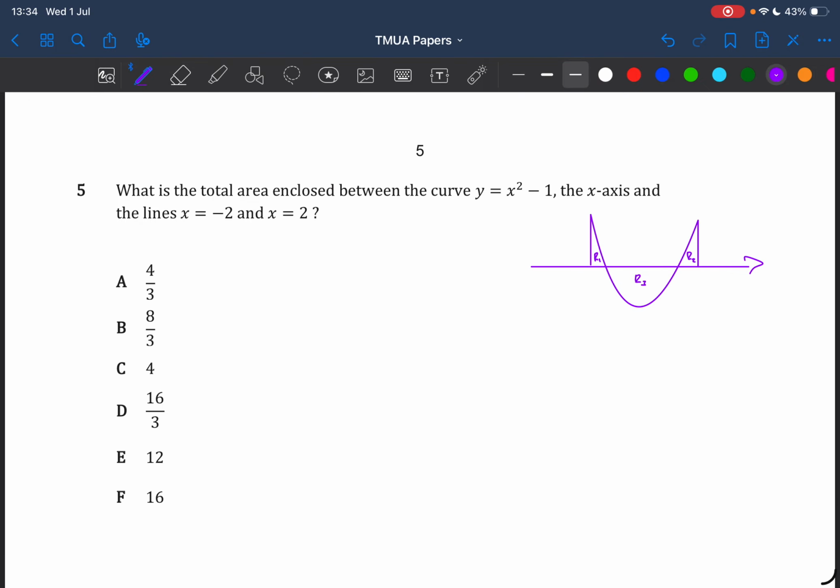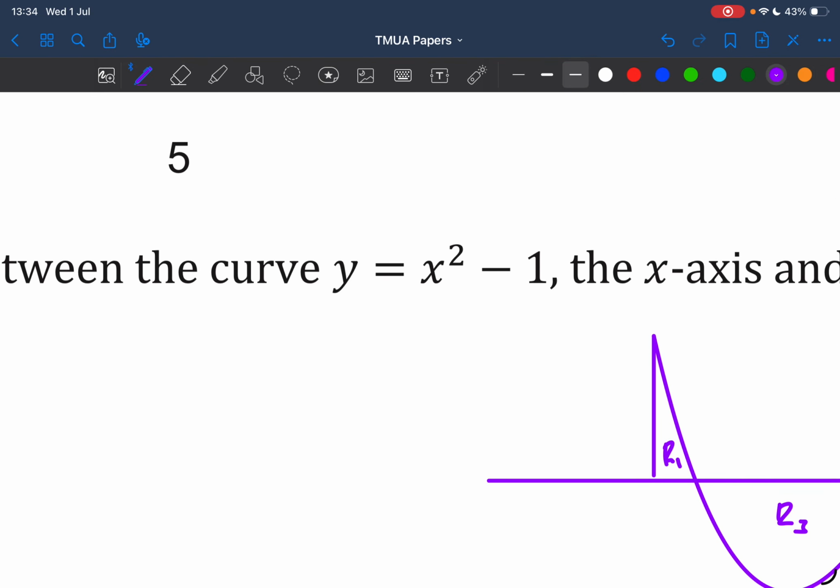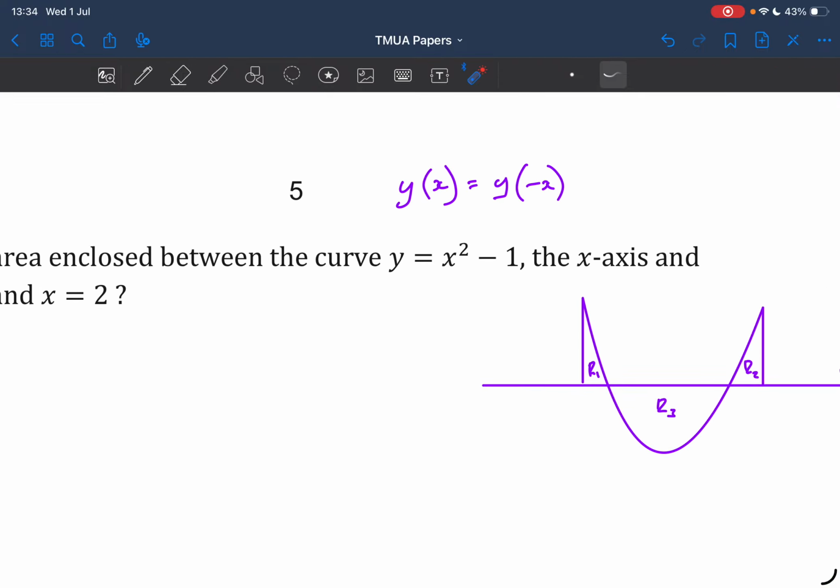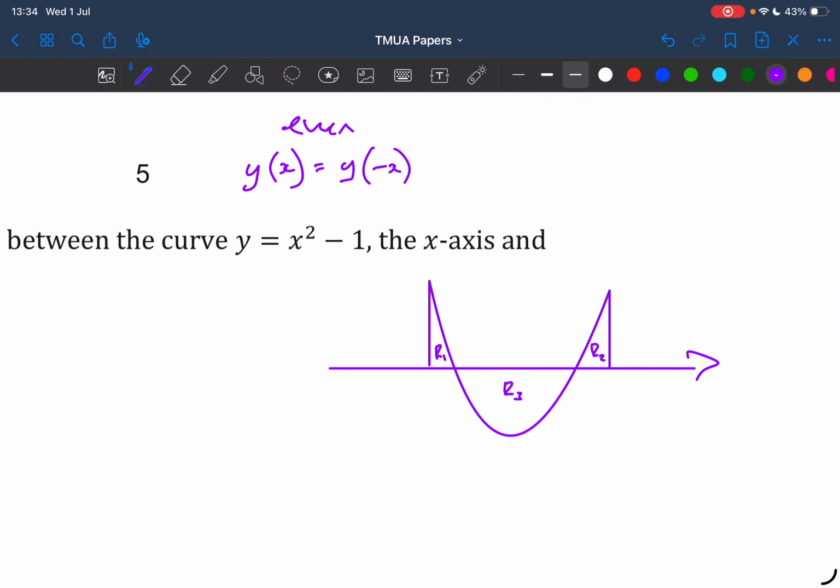What we can do to speed this up a little bit is noticing that we have an even function. What I mean by that is y of x is exactly the same as y of minus x, because you just square it and you get rid of that negative immediately. So they are the same function. That's called even. Why that's useful here: we can draw a line down where the y-axis is, and it's symmetrical. This is a line of symmetry on our graph.